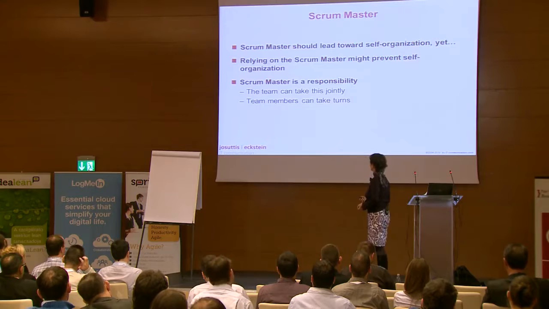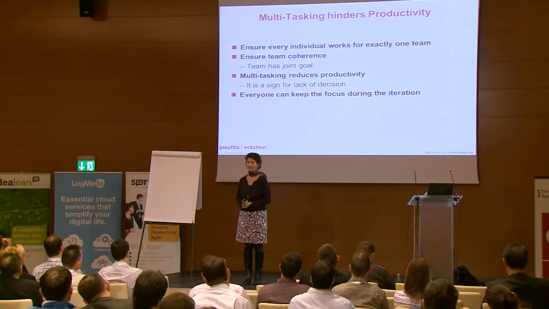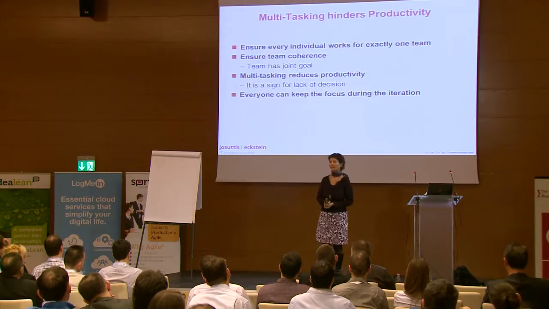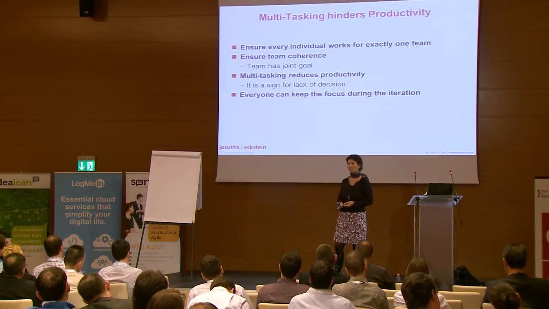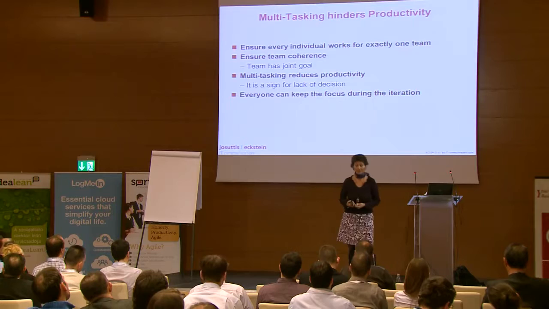A different topic now. The different topic is on multitasking, which is really a big thing, I believe. So the first absolute recommendation, or maybe it's a requirement: every individual should work on exactly one team only. And maybe this is obvious for a lot of Agile people, but for people who are starting with Agile and for people not being Agile, this is often the biggest challenge.